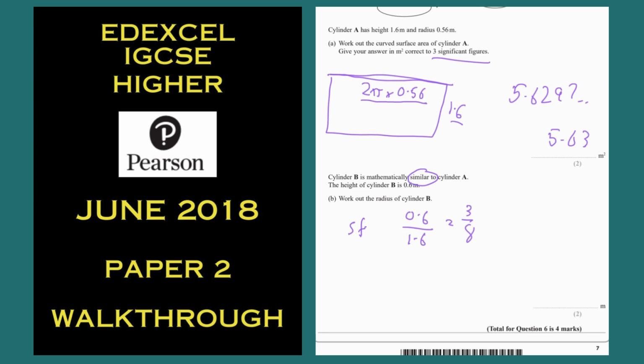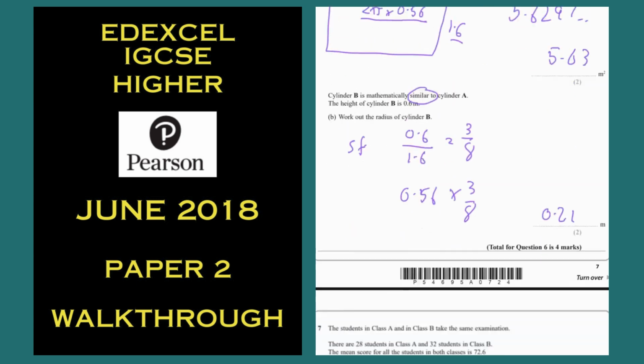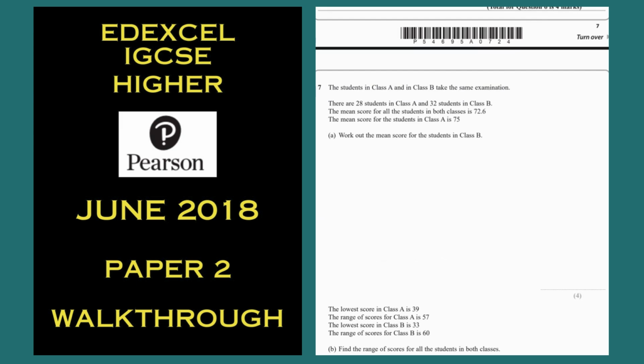So work out the radius of cylinder B. The radius of the larger cylinder is 0.56. That needs times in by my scale factor. Calculator says 21/100ths, but because the question was in decimals, I'll give my answer in decimals.